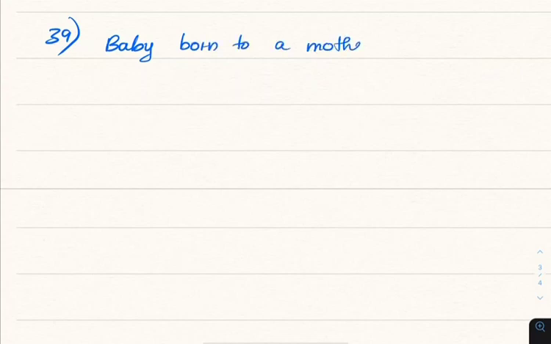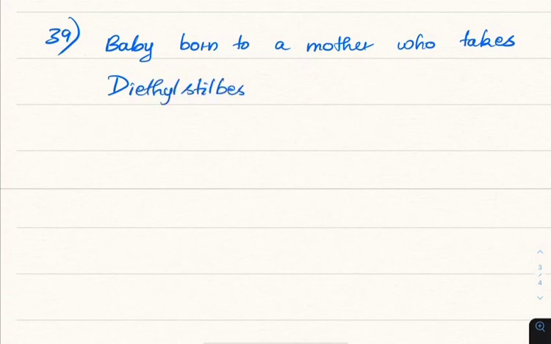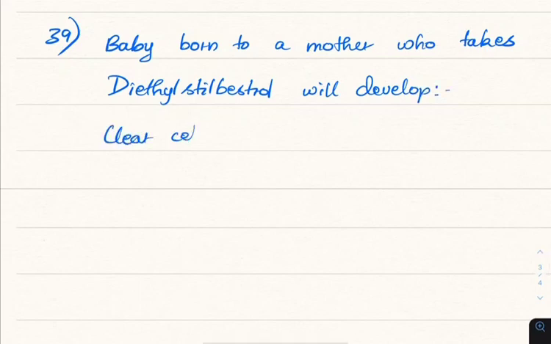The next question. A baby born to a mother who takes diethylstilbestrol will develop... So different types of cancers were mentioned. The answer is clear cell carcinoma.